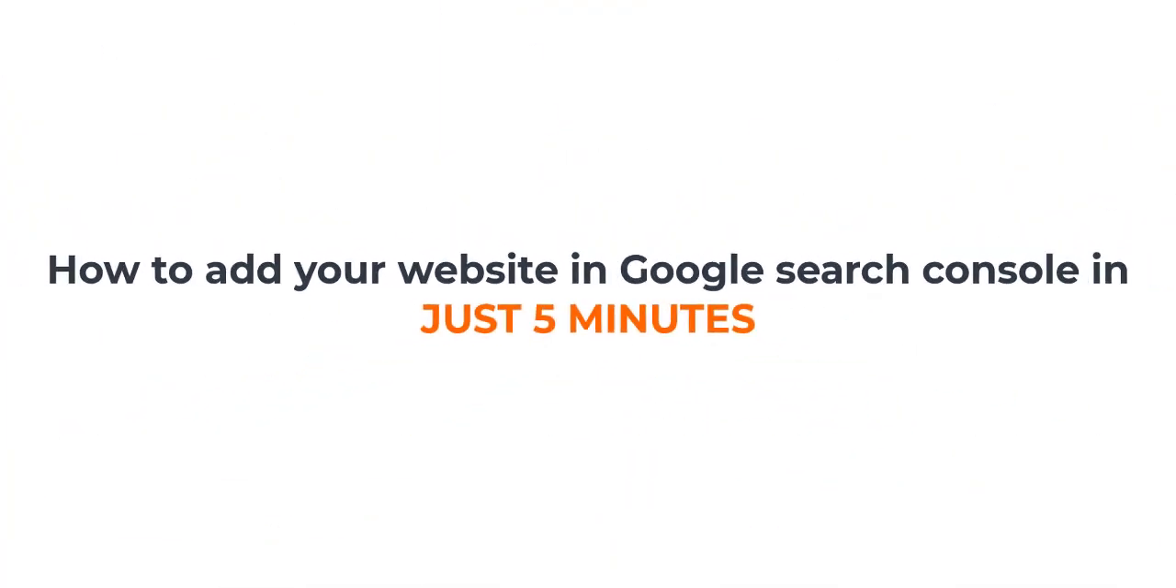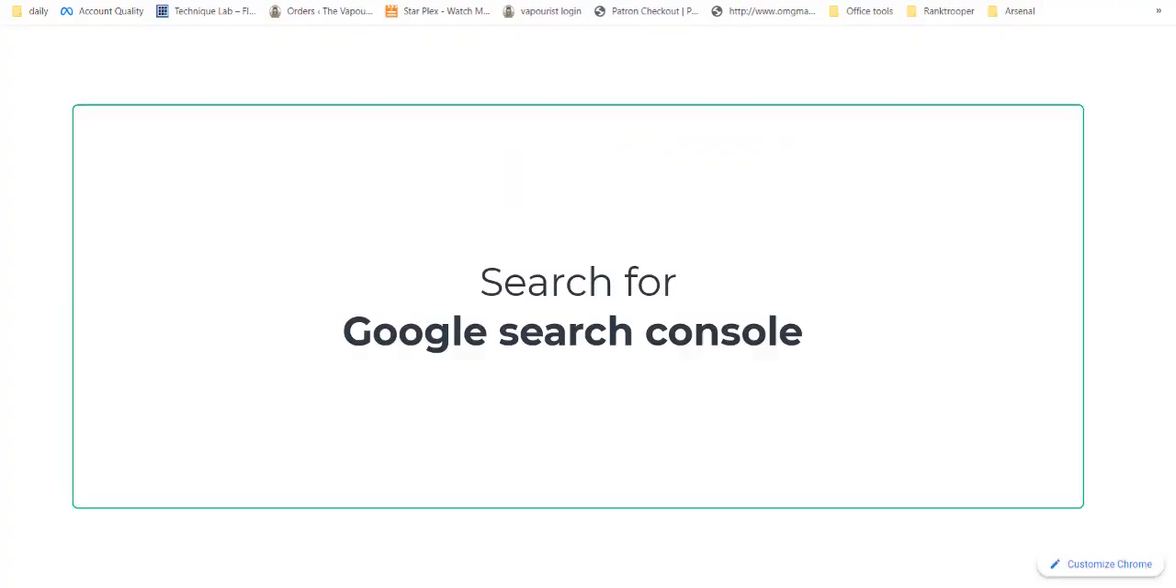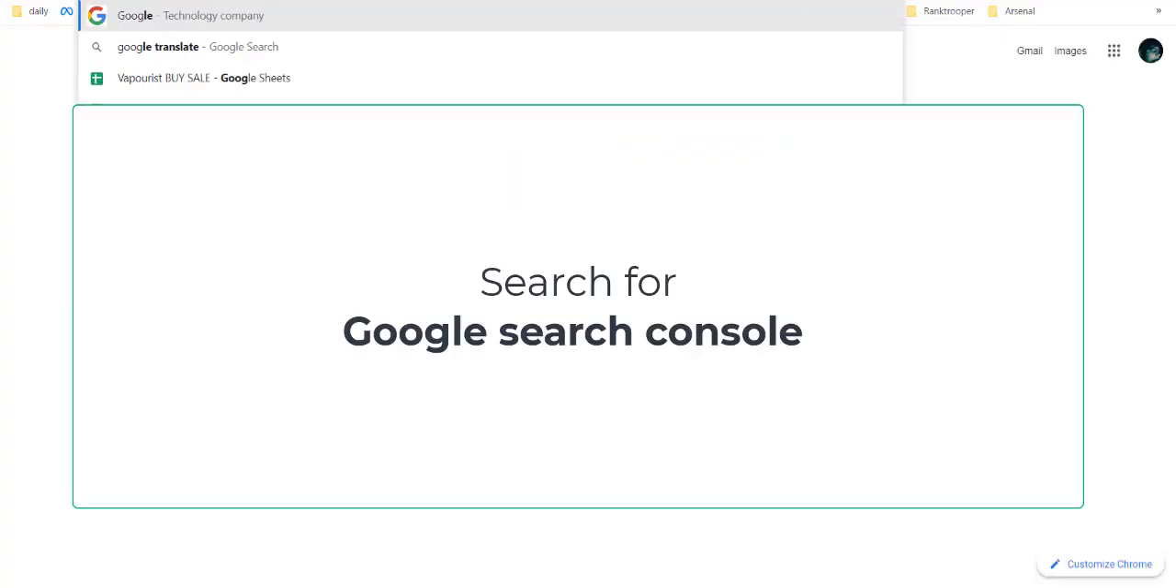Today I am going to show you how you can add your website in Google Search Console in just 5 minutes. So first of all, we have to go to Google Search Console's website. If you can't find this website, it is very easy to find. You can go to Google and then search for Google Search Console. It will be the first website that comes up in the search result.